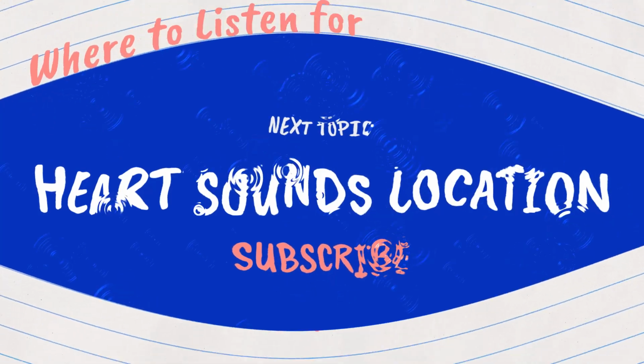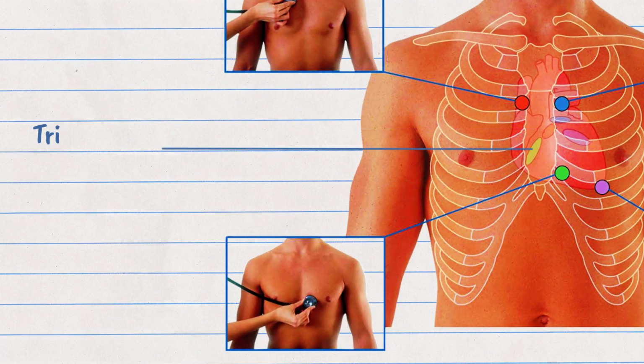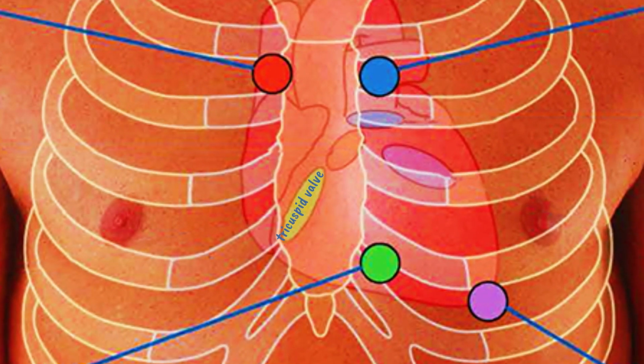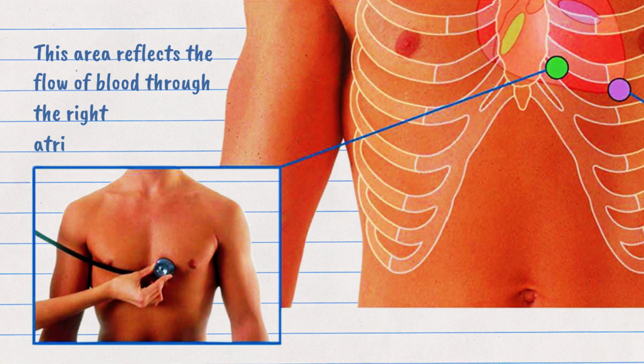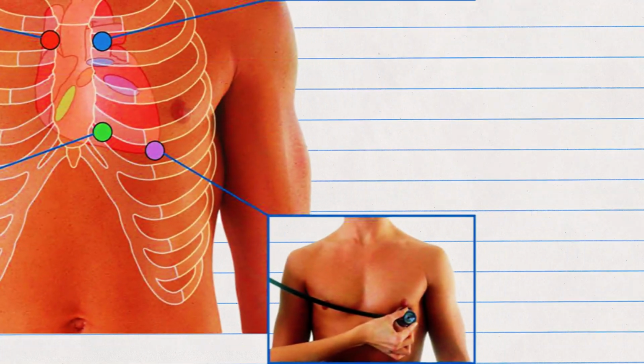Where to listen for heart sounds. The tricuspid valve. The tricuspid valve is best heard at the lower part of the sternum, just to the left, around the fifth intercostal space. This area reflects the flow of blood through the right atrioventricular valve.